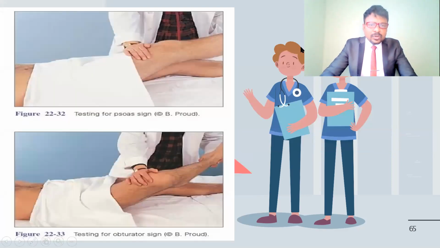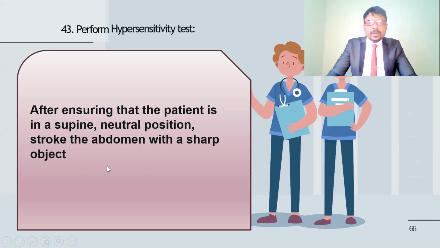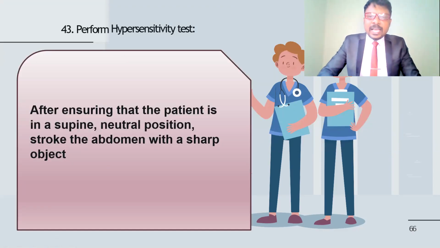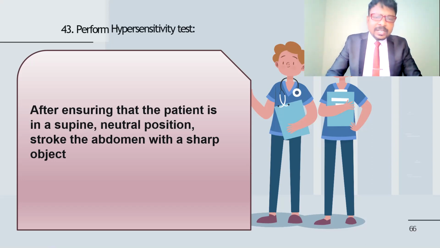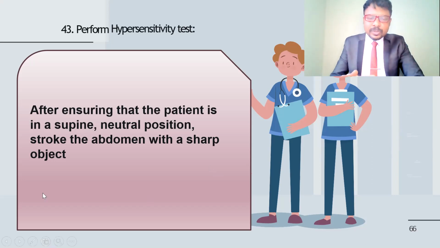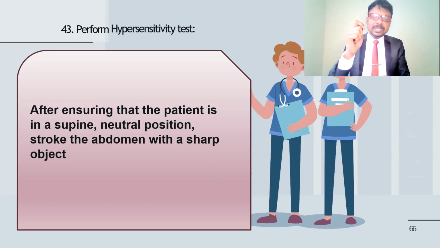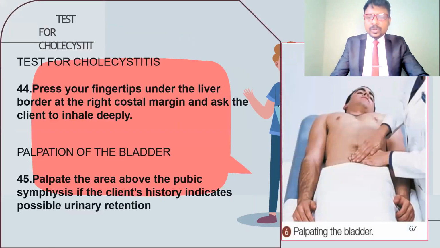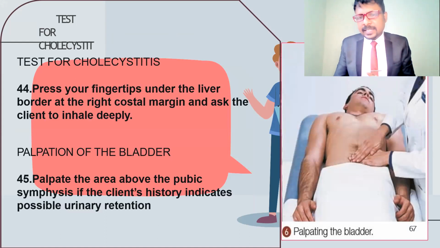So this is how to do the psoas test, in the side-lying position with extension, and also the obturator test, where we do the internal rotation of the hip. Next, perform the hypersensitivity test. After ensuring that the patient is in the supine lying position, in the neutral position, stroke the abdomen with a sharp object. If you stroke the abdomen, they are going to get severe pain. That is for the appendicitis assessment.